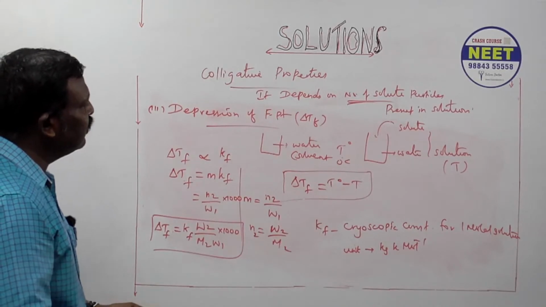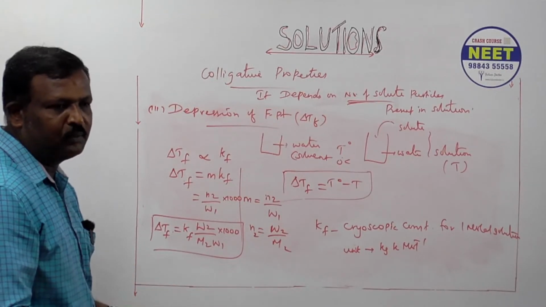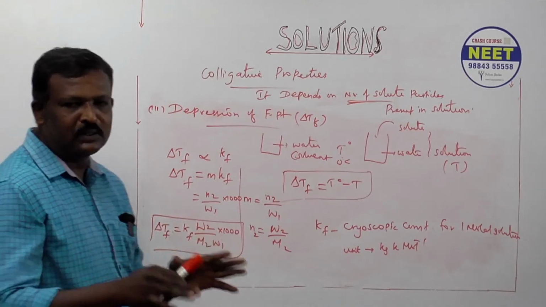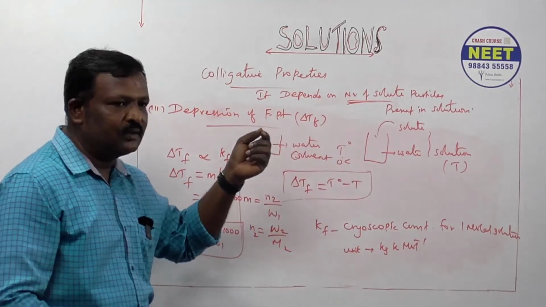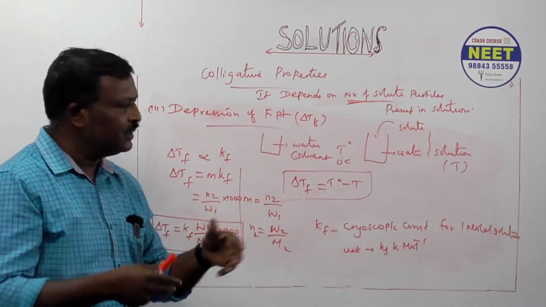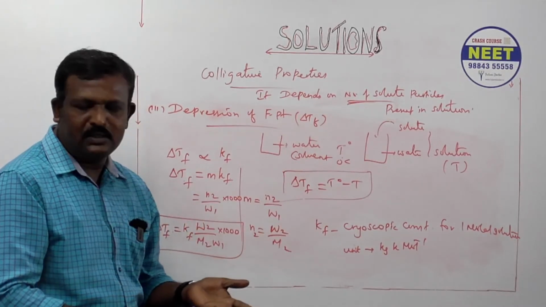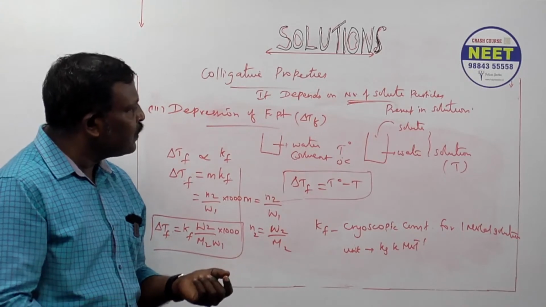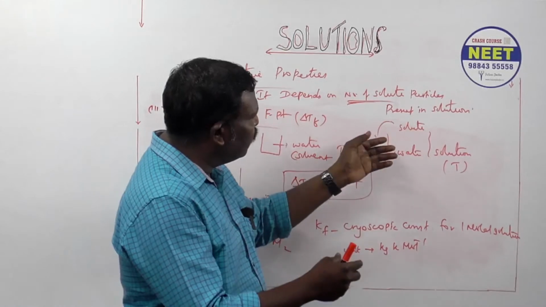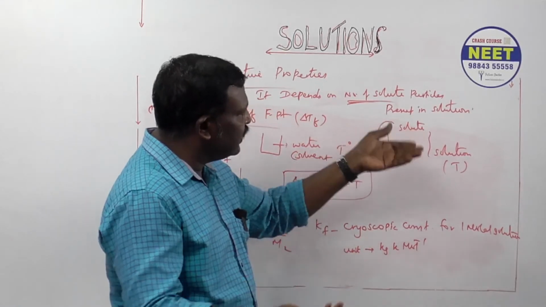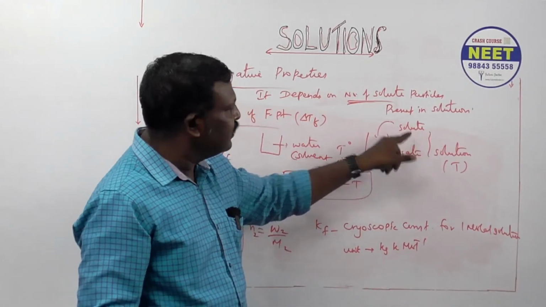Then only they are adding some salt, no? If you want to maintain the ice cube for a long time, they put some salt. If you add more salt around it, the temperature is always maintained below 0. Understood? So if you increase the number of solute particles, the freezing point goes on decreasing. Are you following?